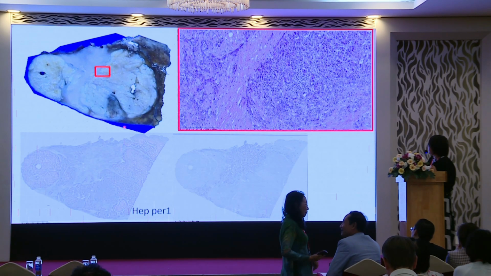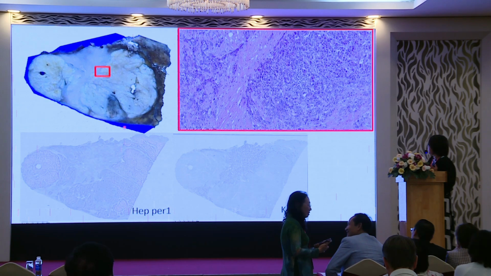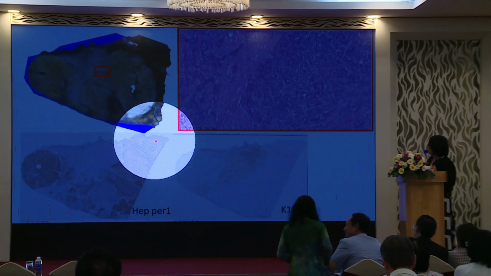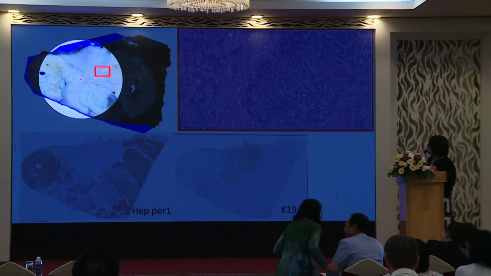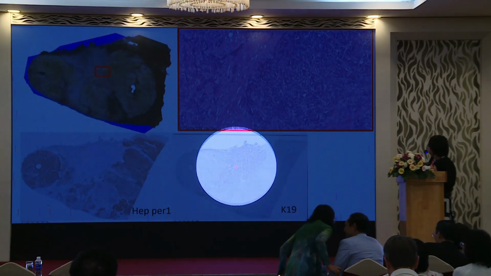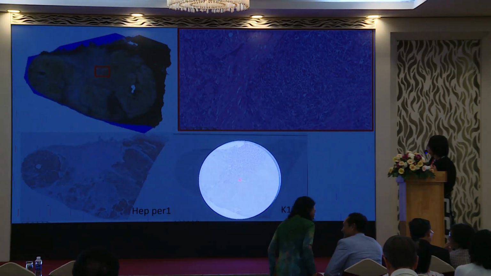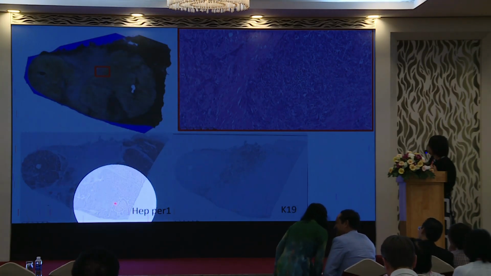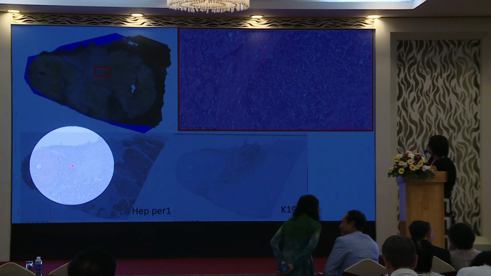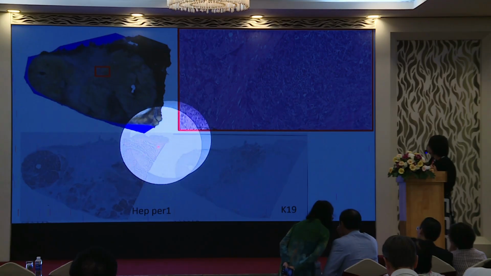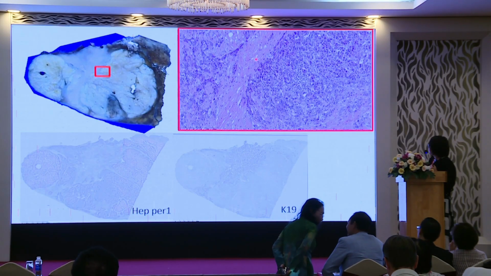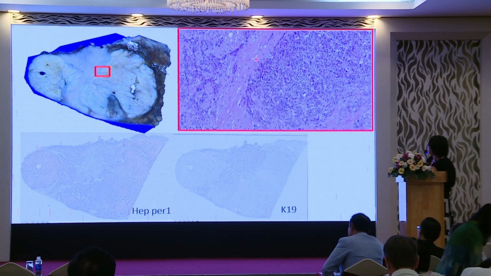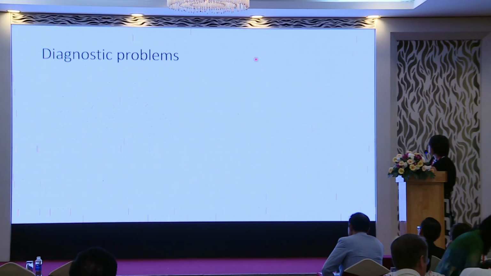And when we compare the immunohistochemistry and histology, you see that the whitish area is positive for keratin-19, the biliary marker, and this yellowish area is positive for HepPar-1, which corresponds to hepatocellular carcinoma areas. And the histology nicely shows the difference between the HCC and cholangiocarcinoma components.